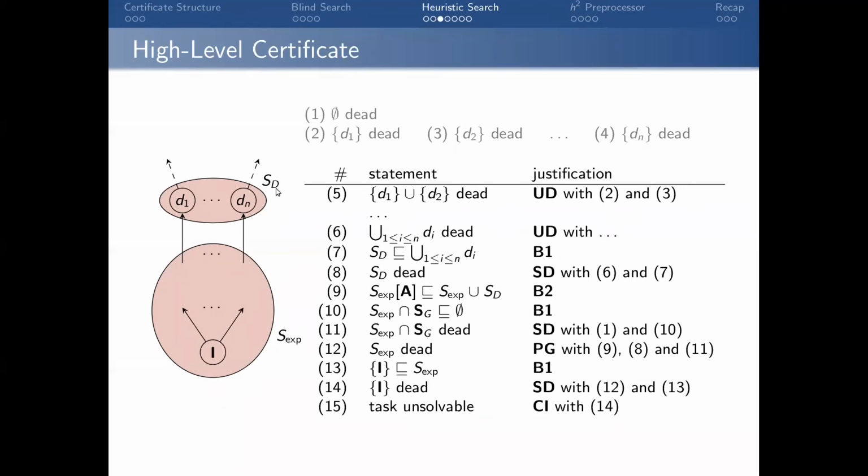And then, as I explained before, we can say the progression of the expanded states with respect to all actions is a subset of the expanded states and the dead ends. We know there is no goal state in the set of expanded states. So just another way to express that. Thus, we know that the intersection between the expanded states and the goal states must be dead. From this, with rule progression goal, we can conclude that the set of expanded states is dead, which means the set of the initial state is a subset of this, means that it is also dead, and the task is unsolvable.